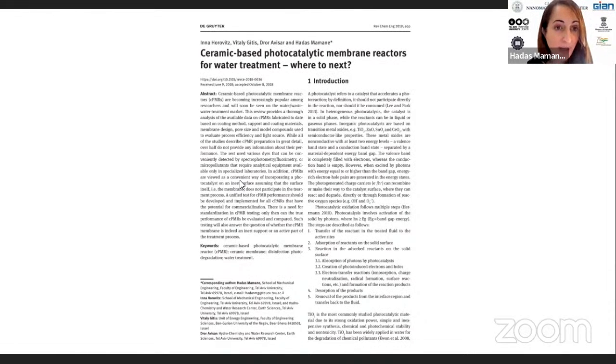So ceramic-based photocatalytic membrane reactors are viewed as a convenient way of incorporating a photocatalyst into an inert surface, assuming that the surface itself, the membrane, does not participate in the treatment process, obviously. A unified test for evaluating photocatalytic membrane reactor performance should be developed and implemented for all types of studies to have potential for commercialization, of course. There is a need for standardized ceramic-based PMR testing.